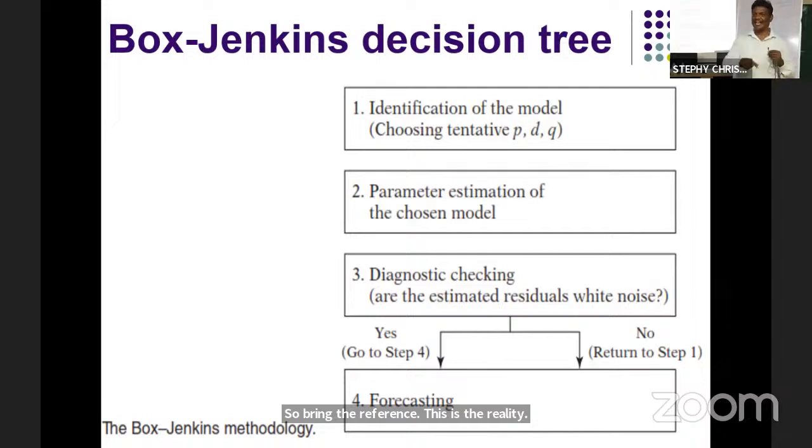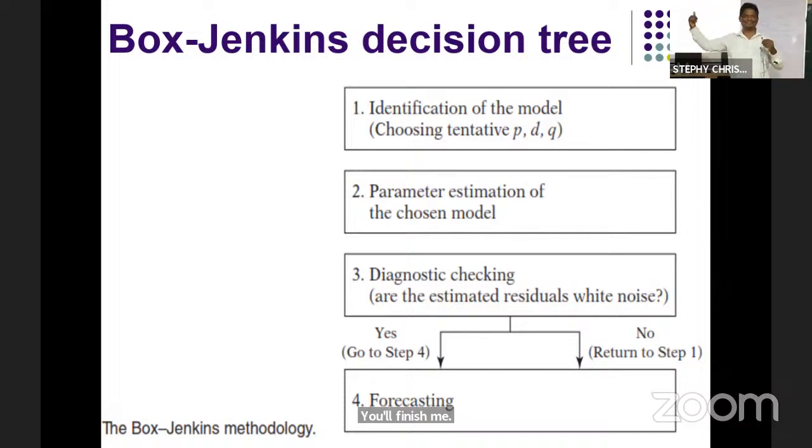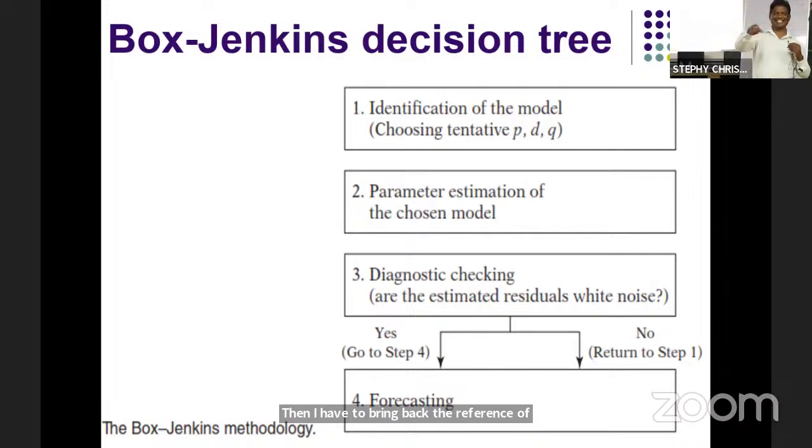If someone says, sir, whatever you are teaching, the ADF is conventional and leads to bias without considering the structural break, it's over. He'll finish me. Then I have to bring back the reference of so and so to defeat him, and prove that mine is right. This is the research actually. But what I will do is apply both: the conventional as well as the latest one.